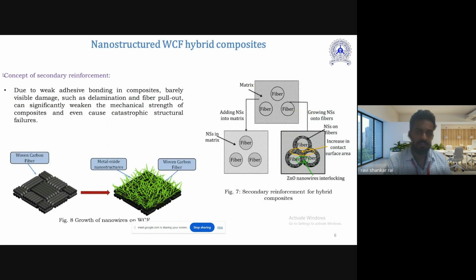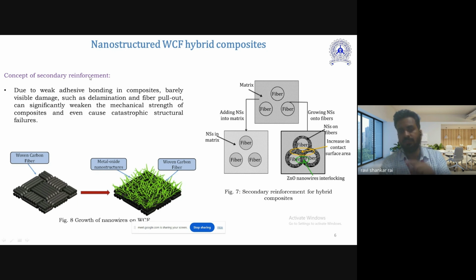So there are several ways to modify the properties of the composite materials. Basically, we can go with matrix modification or fiber modification. In this diagram, you can see there is adding nanostructure into the matrix, and another one is growing nanostructure onto the fibers. If we just add the nanostructure into the matrix, there is a problem of agglomeration and dispersion of the reinforcement inside the matrix. This is problematic because we are using a polymeric matrix.